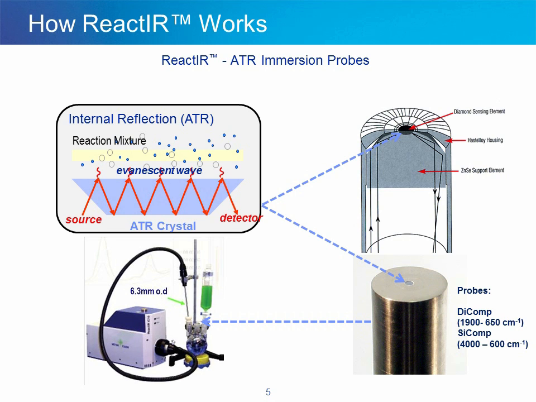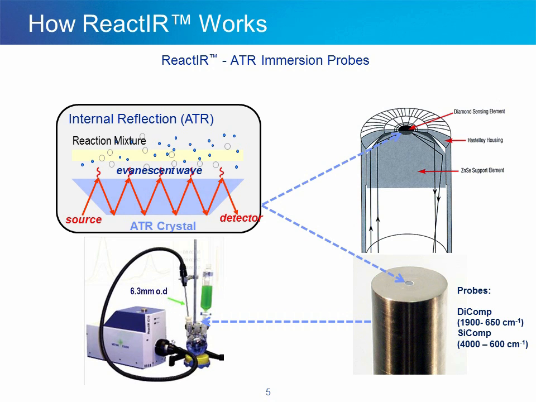One is the DiComp probe, which is a zinc selenide window coated with a diamond crystal. That has a wavelength range of 1900 to 650 inverse centimeters. It's useful for most organic reactions. In fact, I find it quite useful for following organic reactions by looking at changes in the fingerprint region.